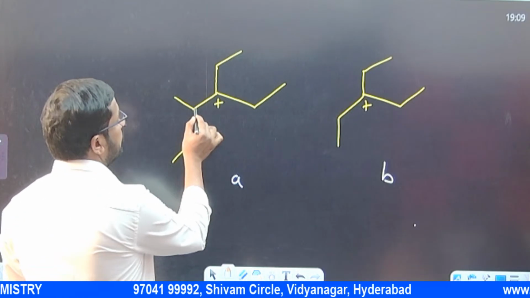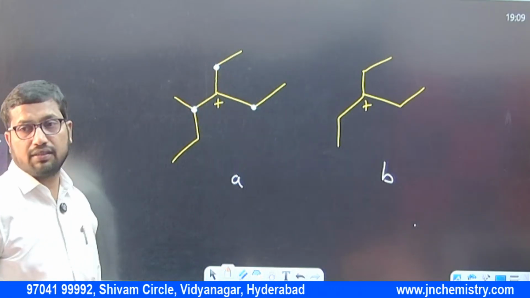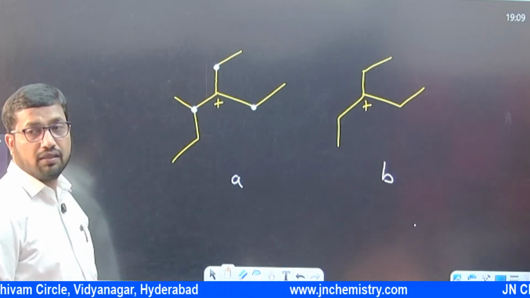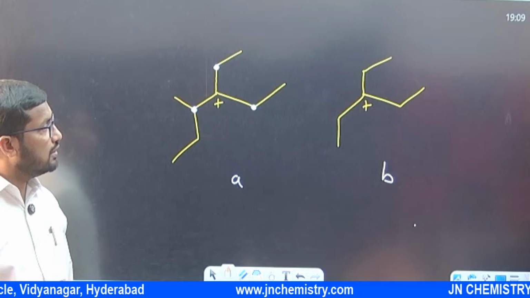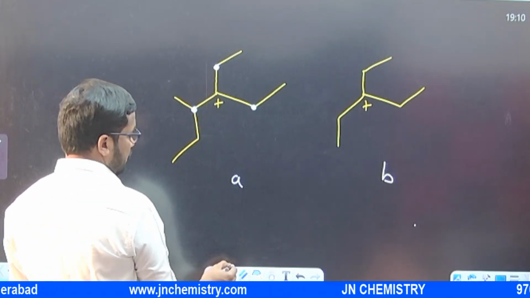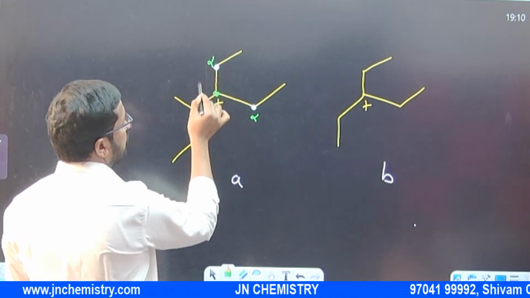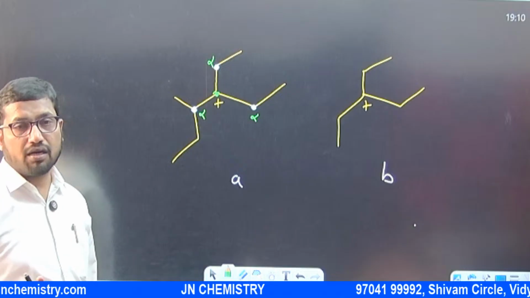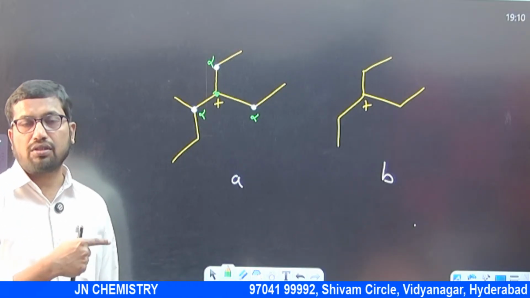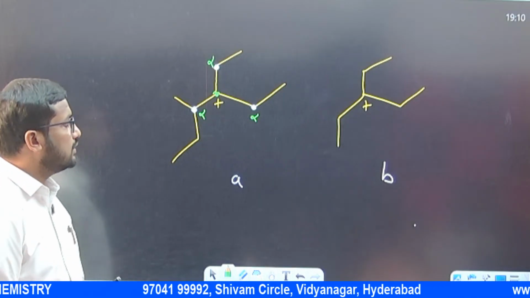In A, this is alpha, this is alpha, this is alpha. Yes or no? Alpha hydrogen means, I told you, right? Carbocation. So this is the carbocation carbon, right? Adjacent. The carbons adjacent to the carbocation are called alpha carbons. If those carbons have hydrogens, those hydrogens are called alpha hydrogens, right?